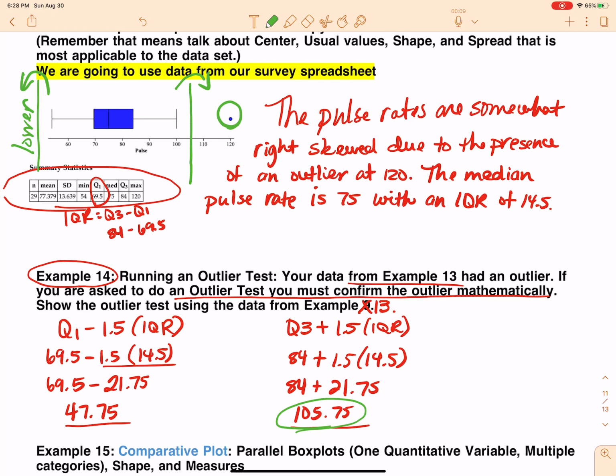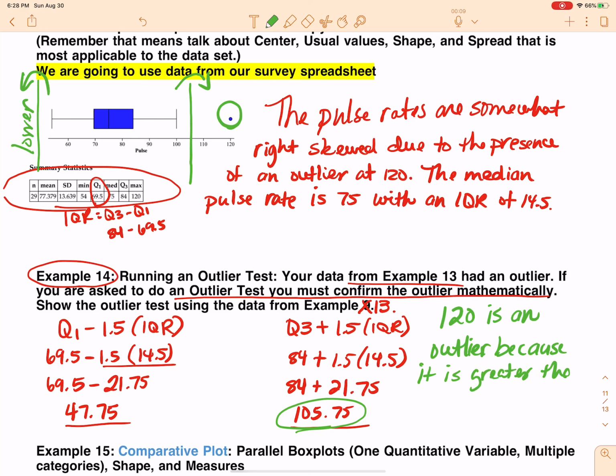So how would I write that? I would say 120 is an outlier because it is greater than 105.75. Or you could say it falls above the boundaries for my outlier test, or anything like that.